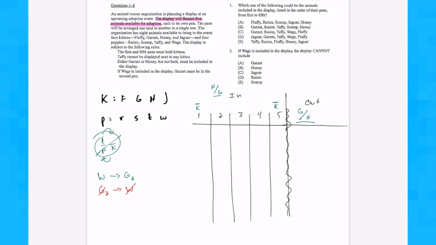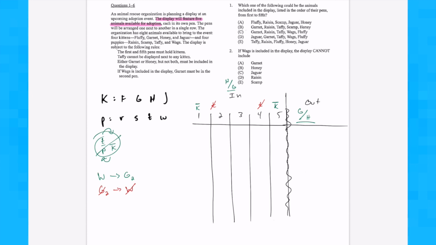What can we say? Well, T, for example, is never next to a kitten. One thing I might want to remember is that this HG block is just about in, out. It's not associated with 2. But then T can never be 2 and T can never be 4. So basically, if T is in, it has to be in pen 3.